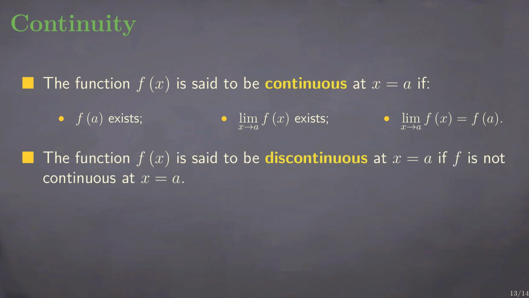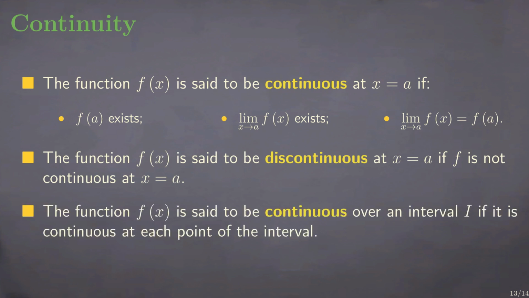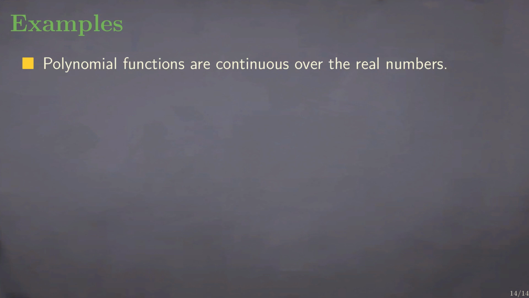And if the function f is not continuous at x equal a, we say that it is discontinuous at x equal a. And if f(x) is continuous at each point of an interval, then we say that f(x) is continuous over that interval. Now, for example, because we already see the rules to compute limits for polynomial functions, rational functions, exponential functions, and logarithmic functions, we can easily see that polynomial functions are continuous over the real numbers.